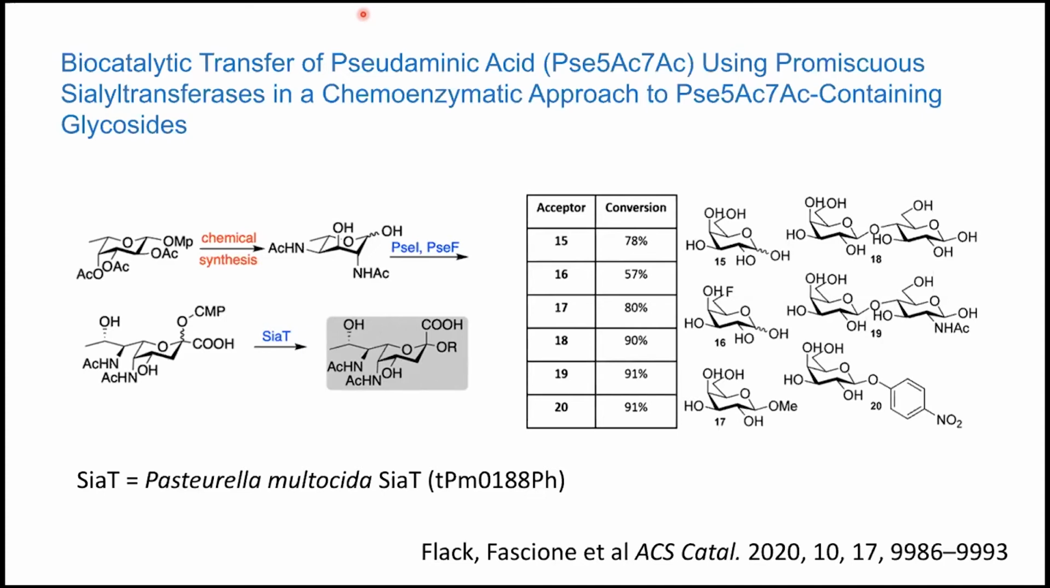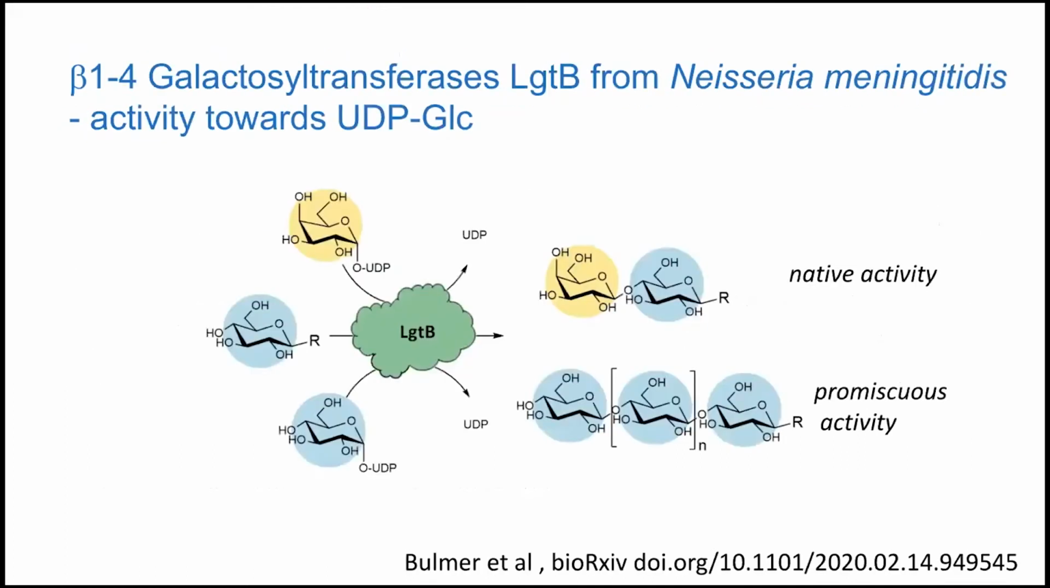multocida sialyltransferase here, which is a slightly truncated version, was actually very, very good at achieving this glycosylation with reasonable yields on monosaccharides, and particularly good on disaccharides, as you can see. So you can actually use natural transferases to transfer sugars other than their natural donor substrate. And we've now shown this with several examples.